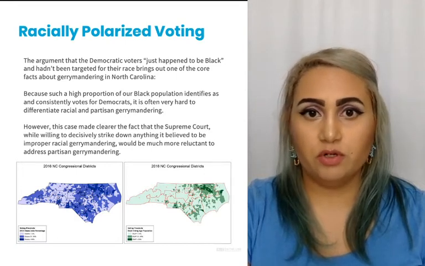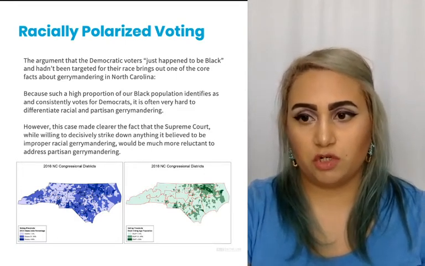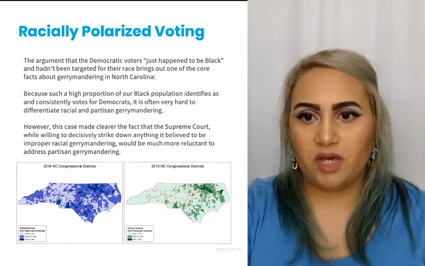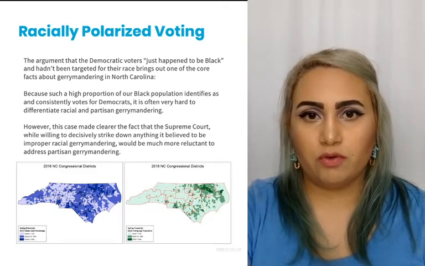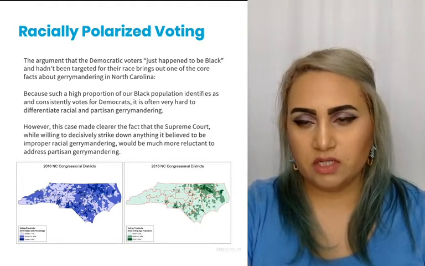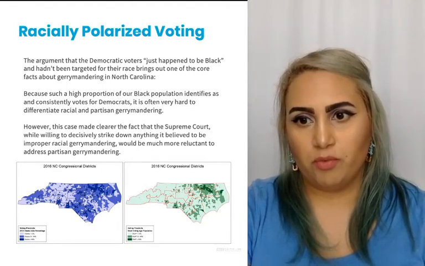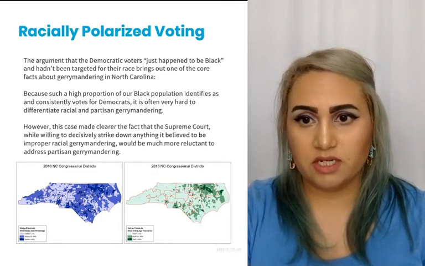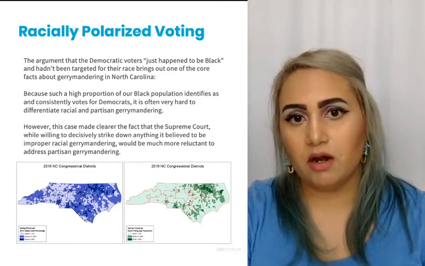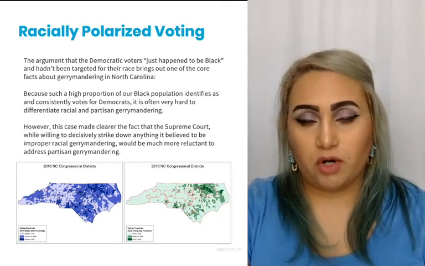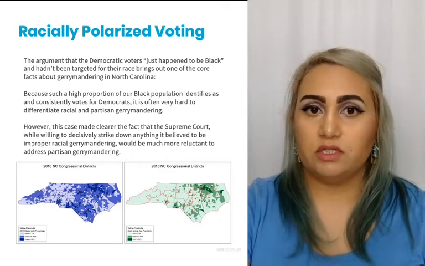And so, to illustrate this point, I pulled this picture from NPR. On the left, you have the vote share of Obama in 2012 across the state, and on the right you have the percentage of Black voting age population across the state. You can see the correlation there, and why racial gerrymandering and partisan gerrymandering are really difficult to disentangle in the state.